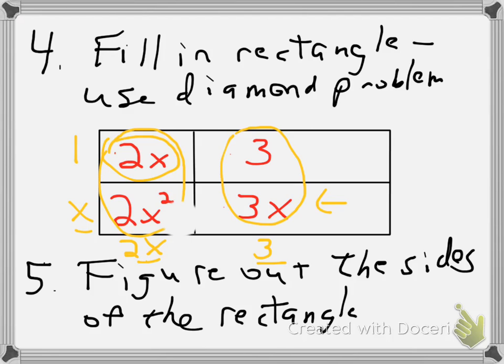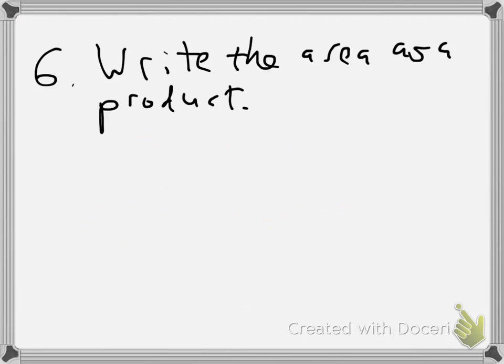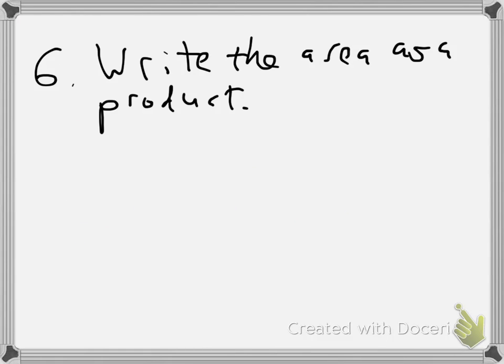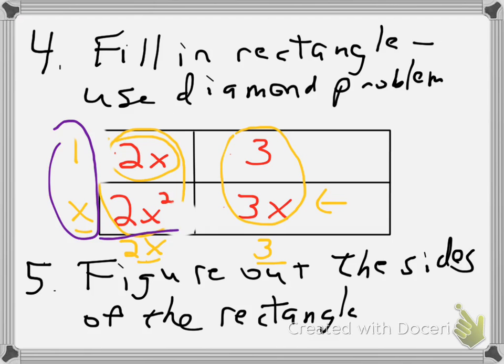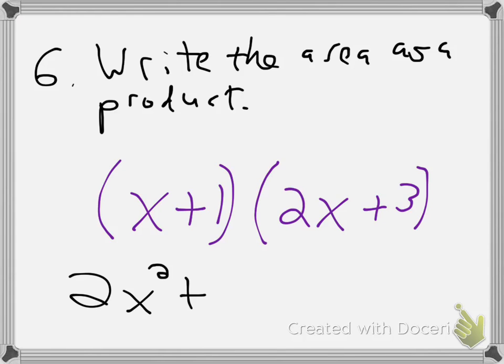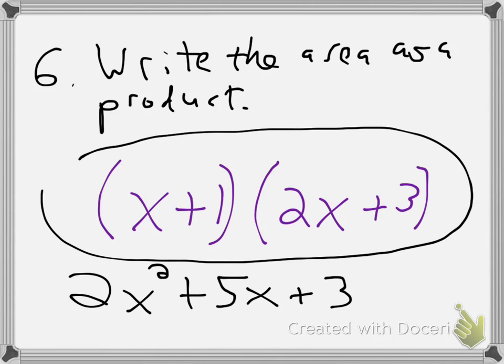Now to finish the problem, I just need to write the area as a product. If you remember my two sides here, I have an x plus 1, and so that's going to be one of my factors. And then my other factor is going to be 2x plus 3. So what I've done now is successfully taken my original problem, 2x squared plus 5x plus 3, and rewritten it in this new way, which is going to be really useful to us as we use these quadratic functions.